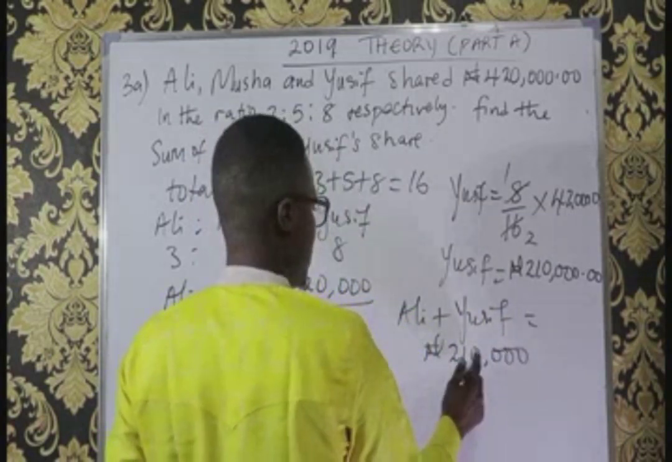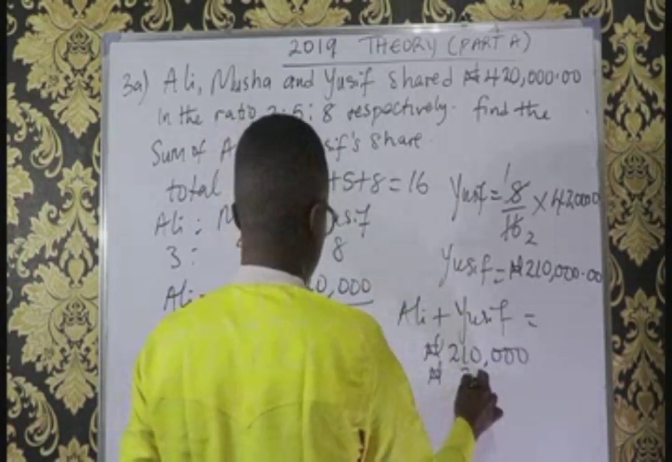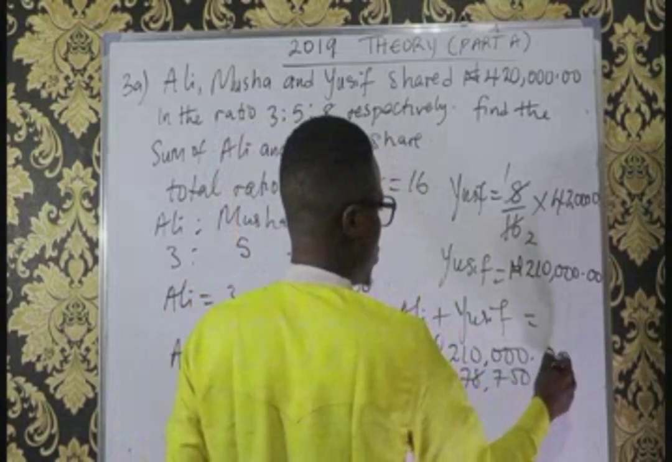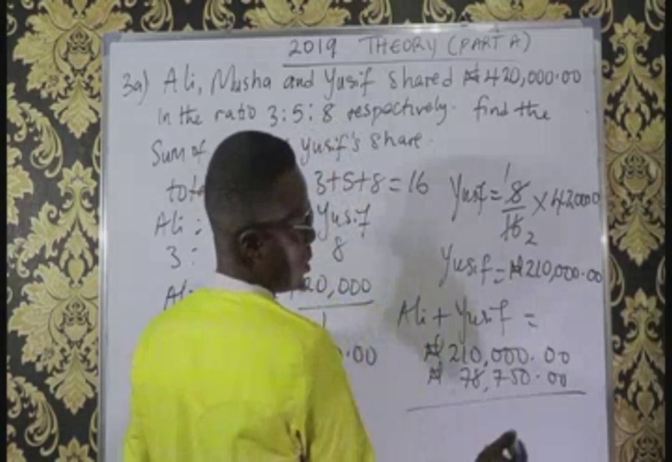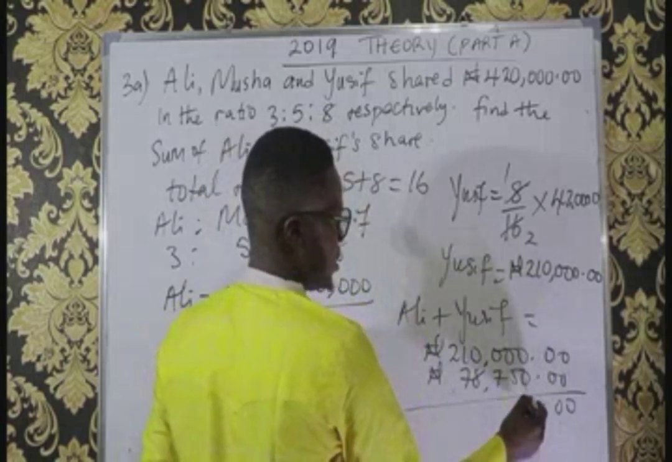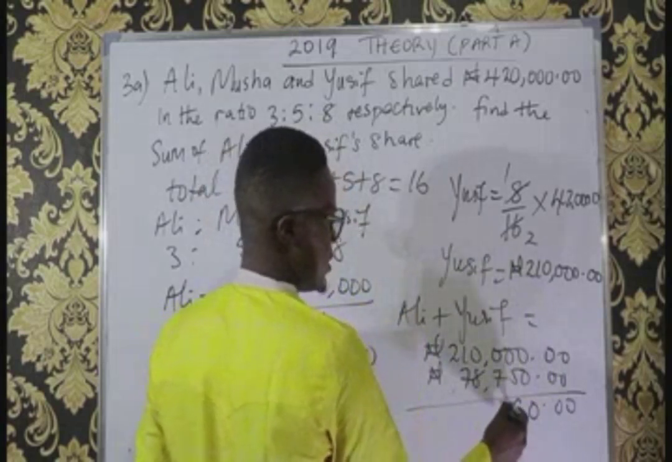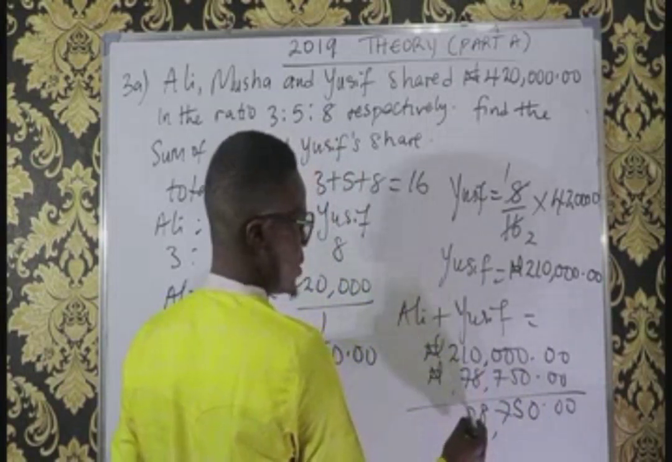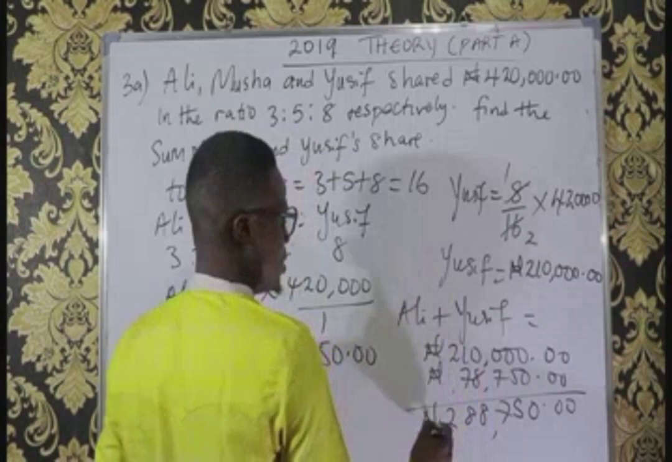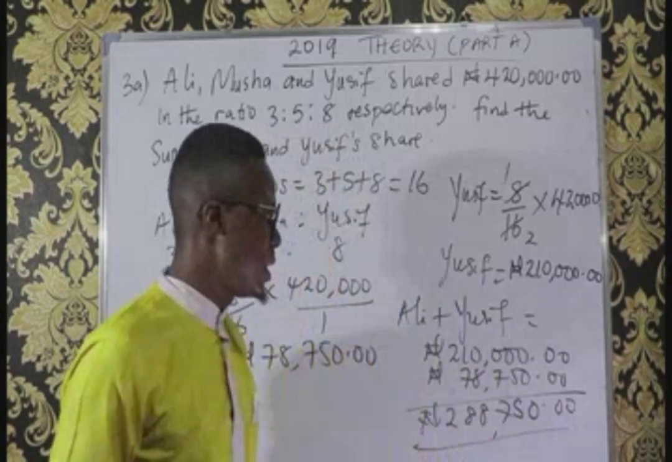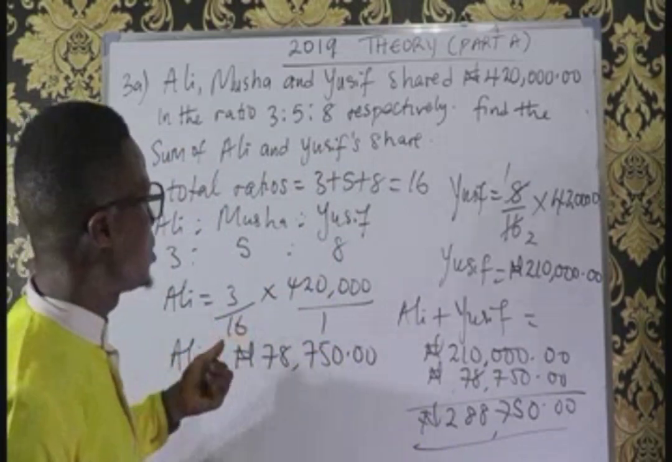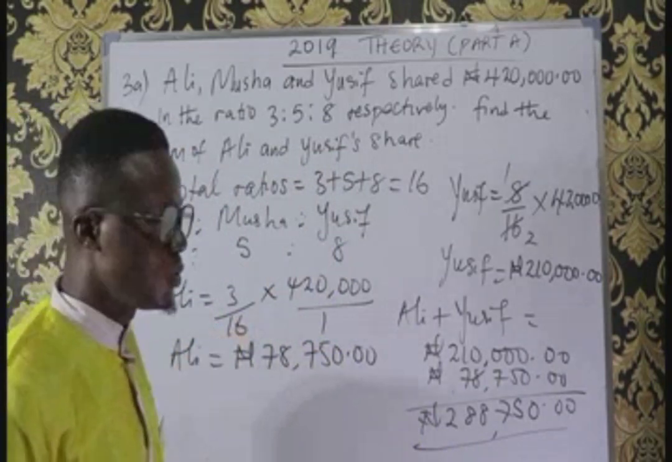Therefore, Ali's share plus Yusuf's share will give us 210,000 plus 78,750. Remember, no kobo. So add the zeros. This is 0, 5, 7, 8. 1 plus 7 is 8. Then we'll have our 2. So the answer is 288,750 naira, no kobo. That is the sum of their shares. Let's get to the next question.